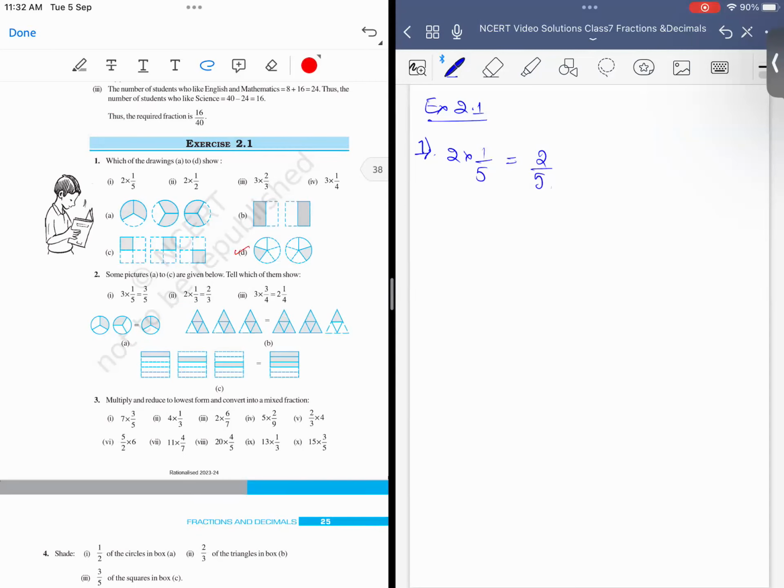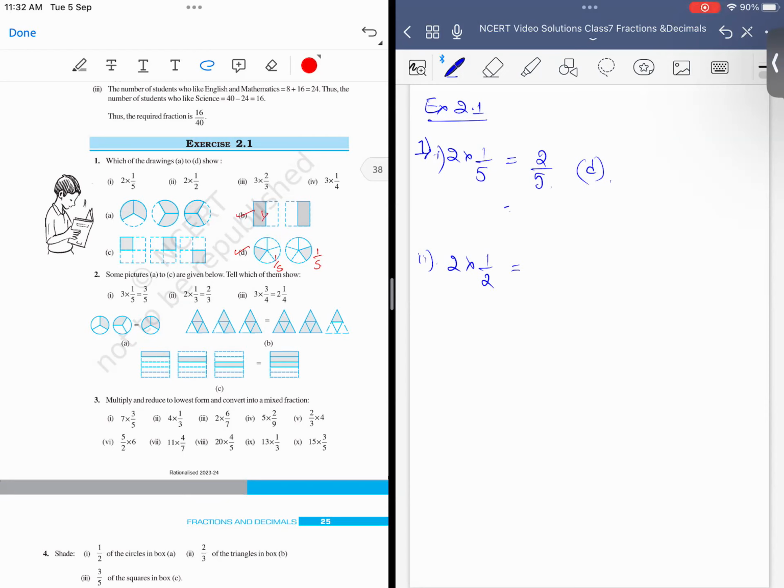You see option D. This represents one whole full circle, which has been divided into 5 parts. So this is representing 1 by 5 and 1 by 5. So 1 by 5 plus 1 by 5 means 2 by 5. So this is D. Now the second one. Second one means what? 2 into 1 by 2. That means 2 halves. So see which one? See option B.